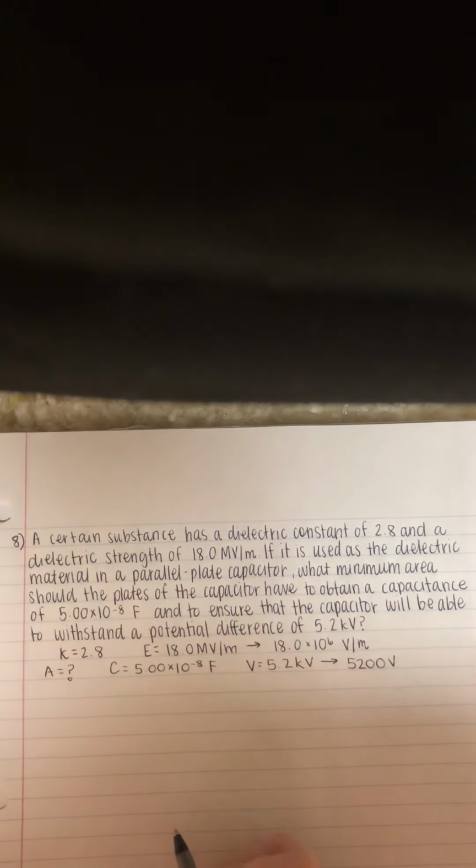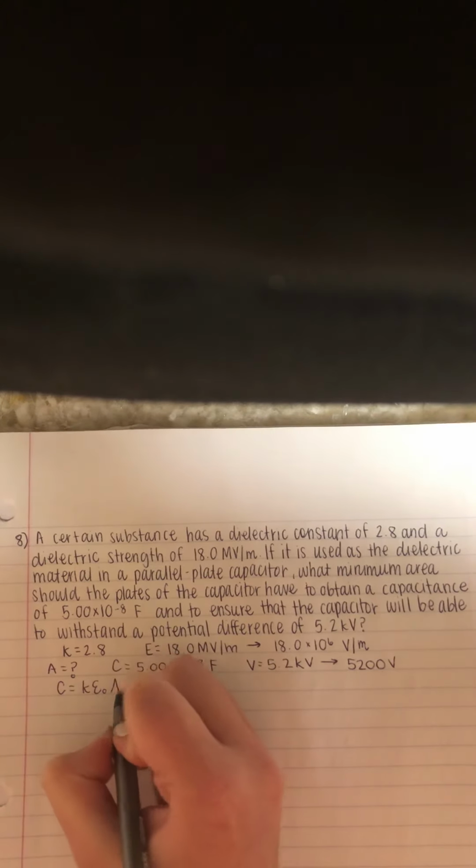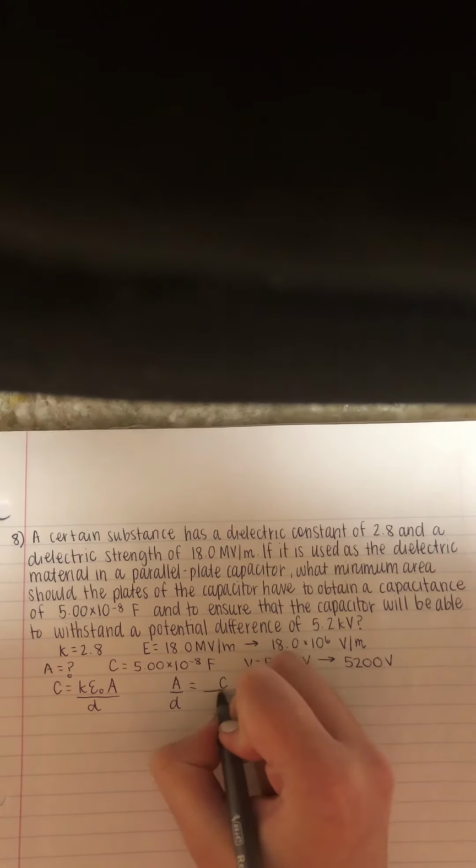volts. So first, we have an equation for a parallel plate capacitor with a dielectric, and that's given to us in the form C equals K epsilon naught A all over D. And we have K and epsilon naught, which is just a constant, and we also have C. So we can go ahead and solve this equation in terms of A and D. So that means that A over D will equal C over K epsilon naught.